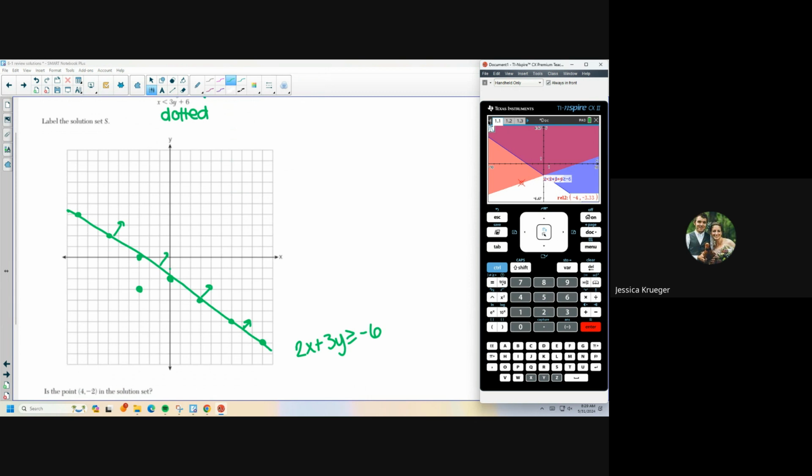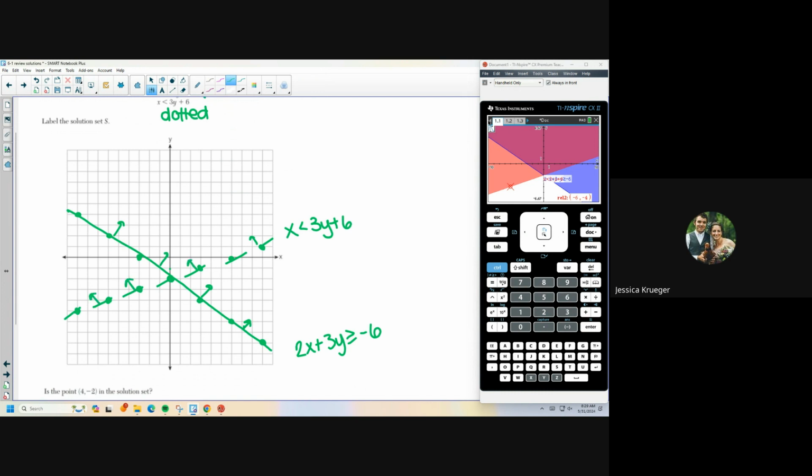We'll try -4. That's not good. -5, no good. -6, -4. And it looks like I'm going back 3, down 1, or up 3, forward 1. I want to remember this is a dotted line. I'm going to make that very clear in my drawing. And it looks like I'm shading above this line as well.